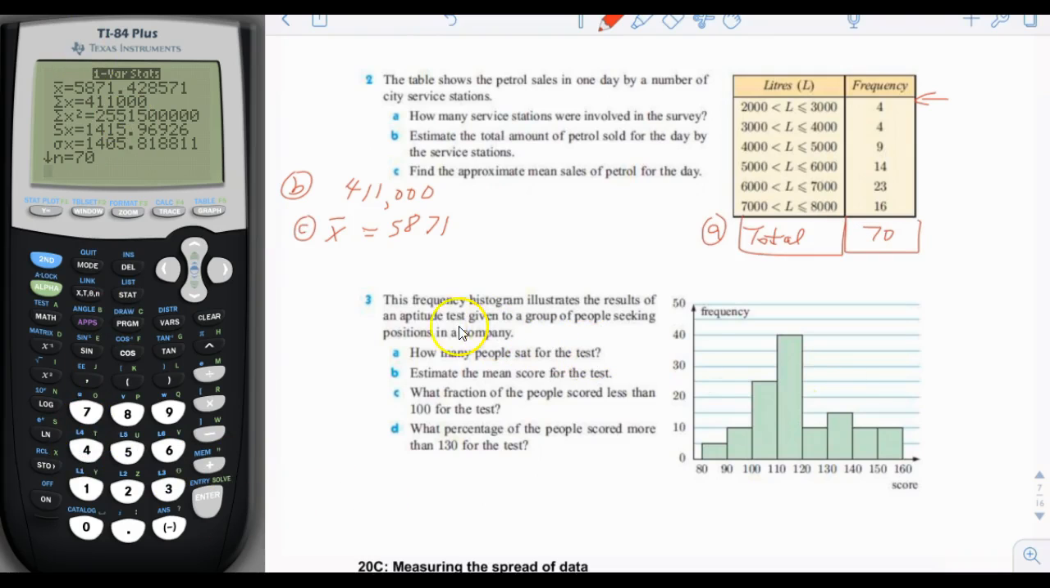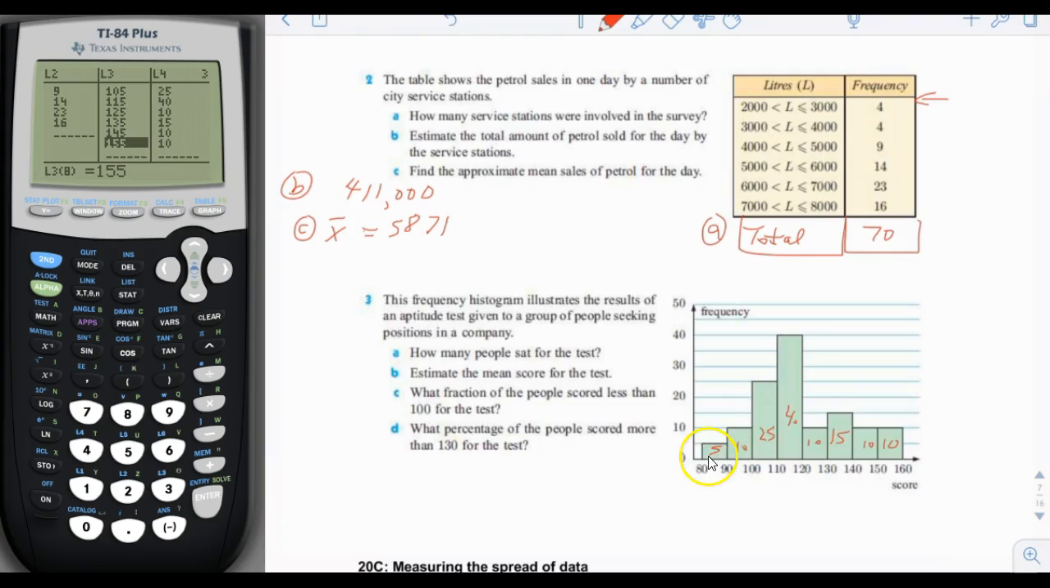Okay, moving on to number 3. This frequency histogram illustrates the results of an aptitude test given to a group of people seeking positions in a company. First question, how many people sat for the test? So the same thing again, we need to figure out the total number of people counted here. Since it's not a graph, we just need to go through and assign values or frequency quantities to each one of these and then add it up at the end. So I'll do that offline.